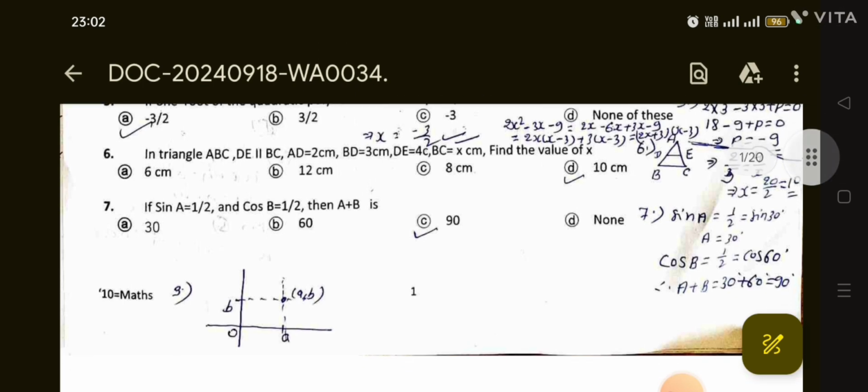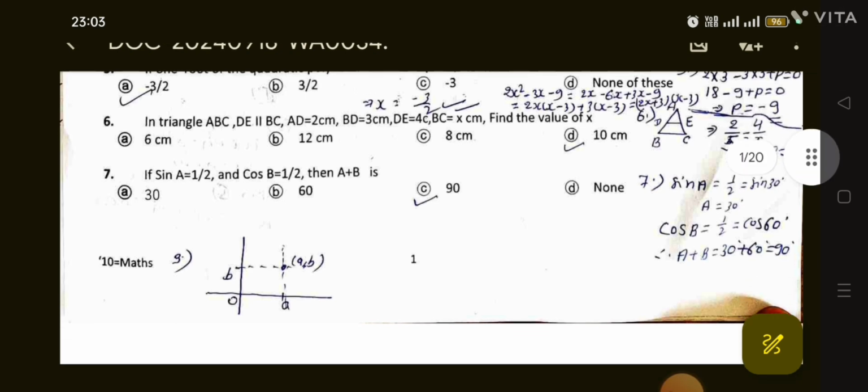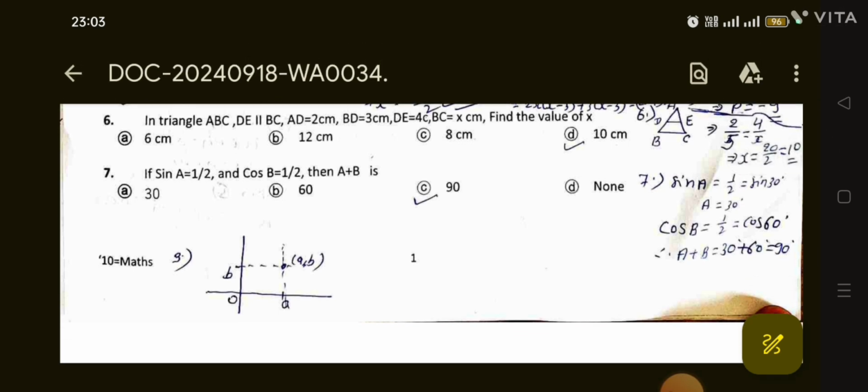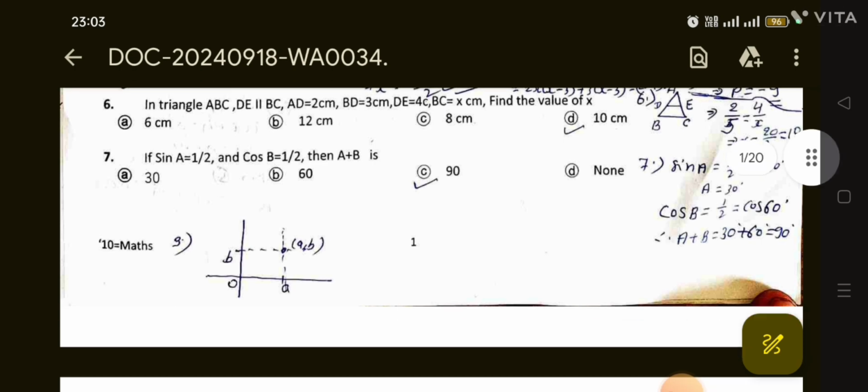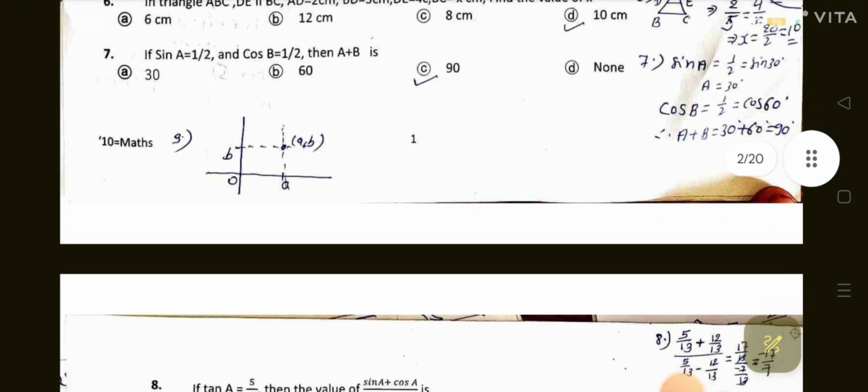Question 7. Sin A equal to 1 by 2 means we know that sin theta equal to 1 by 2 equals sin 30. So sin A equal to 1 by 2, which is the value of sin 30. So A equal to 30 degrees. In the same way, cos B equal to 1 by 2 means cos 60 equal to 1 by 2. So angle B equal to 60 degrees. And if we take the sum of A and B, it will be 30 plus 60, 90 degrees. So the right option is C, 90 degrees. Now question 8.